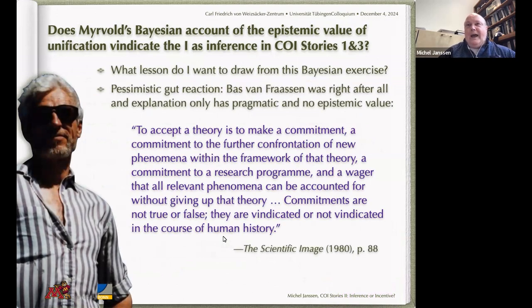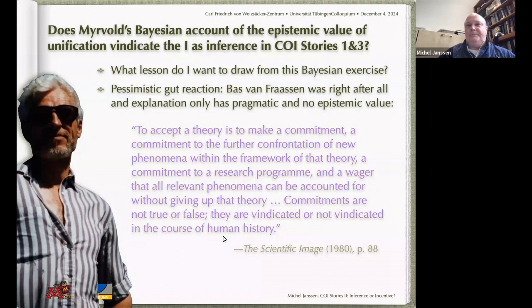Okay. All right. So what lesson do I want to draw from this? Now, the pessimistic gut reaction is that, well, van Fraassen was right after all. Explanations do not have epistemic value, right? I could not capture this in Bayesian terms. And so I've now become very sympathetic to what he says in The Scientific Image. He says to accept the theory is to make a commitment to the further confrontation of new phenomena within the framework of that theory, a commitment to a research program, and a wager that all relevant phenomena can be accounted for without giving up that theory. Commitments are not true or false. They are vindicated or not vindicated in the course of human history.